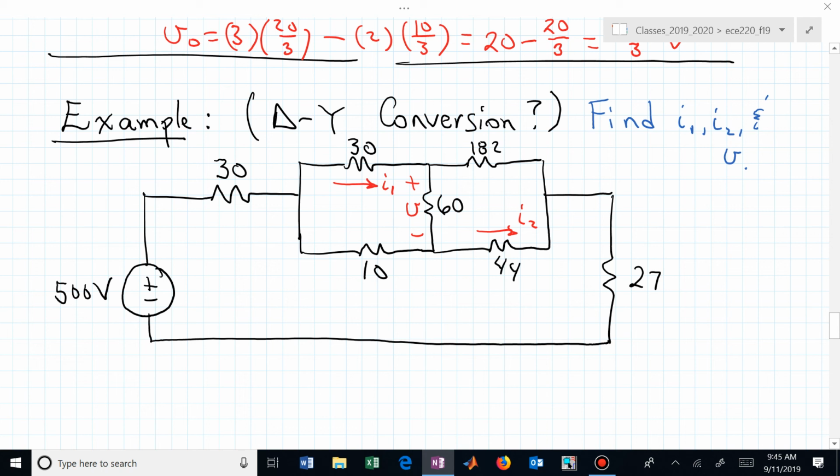We want to find I1, I sub 2, and V. A lot of times it's actually helpful to be thinking as you're drawing that circuit, thinking through what is actually happening. What do I have available? What can I find?